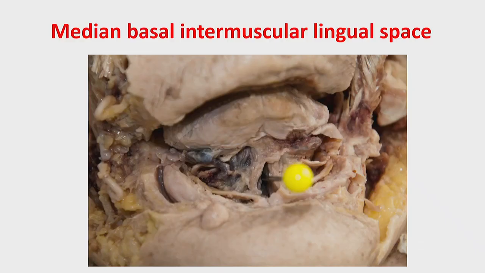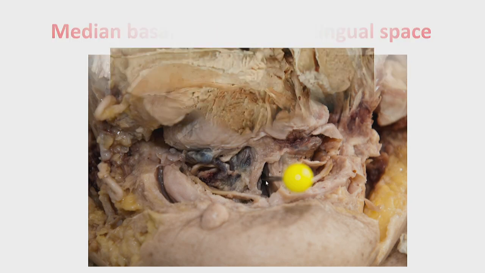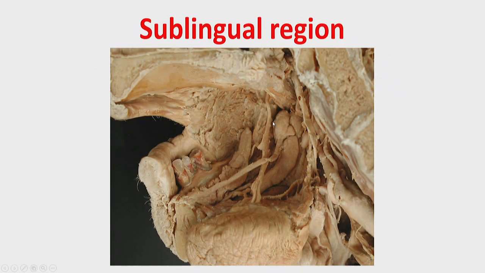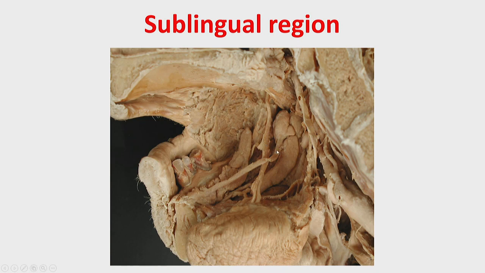And this is the dissection that we will show you between the genioglossus muscle. You see this median, basal, intermuscular, lingual space. This is the vertical space. And this is the section that shows the submandibular duct, this is the hooked shape of the submandibular gland, which is giving the submandibular duct to the sublingual caruncle. And here, from the infratemporal fossa, the pterygomandibular space is coming down, and the lingual nerve is crossing and going down.